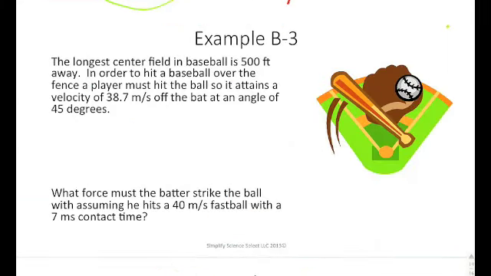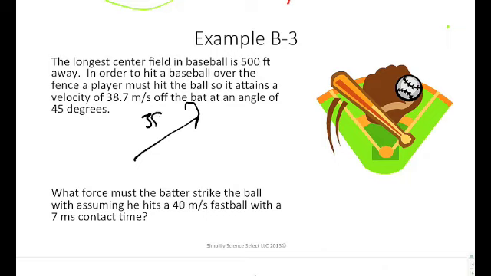It's pretty tough. So if you did not use trig whenever you were talking about projectile motions, and I mean sines and cosines, you might want to skip this one and talk to your teacher about it a little bit later. But let's go ahead and go through it. It says that in order to hit a baseball over a fence, a player must hit it at 38.7 meters per second. So let's go ahead and draw that out.